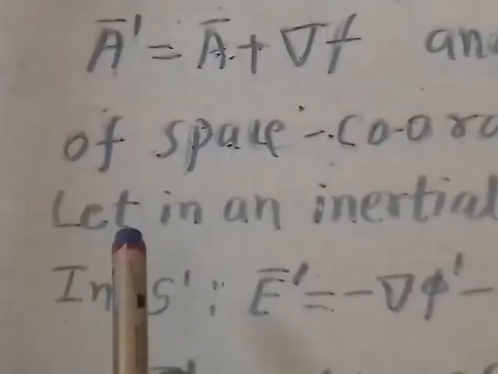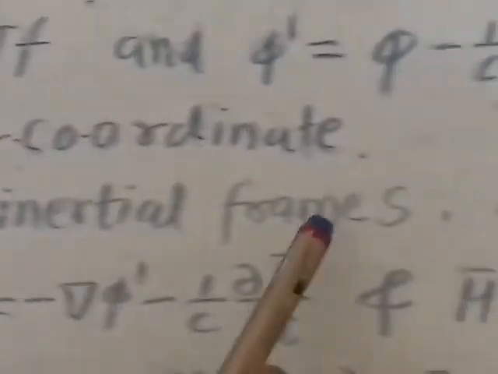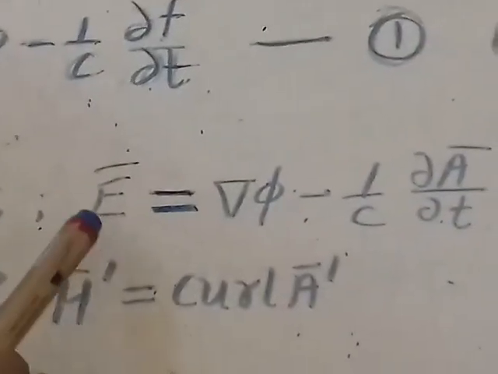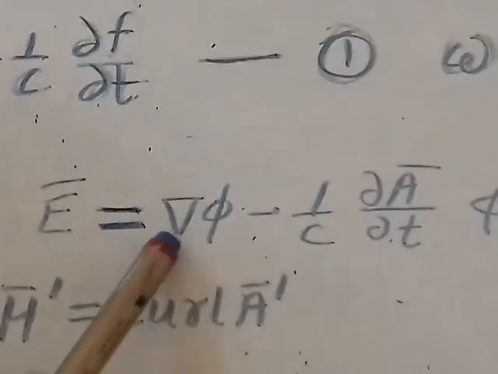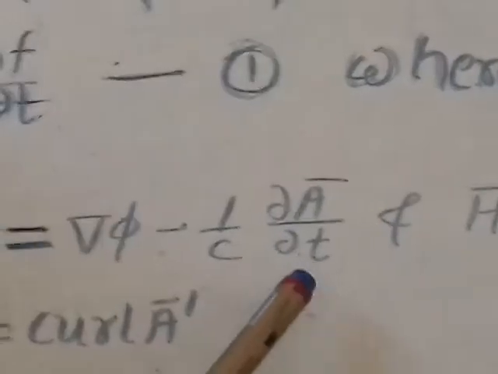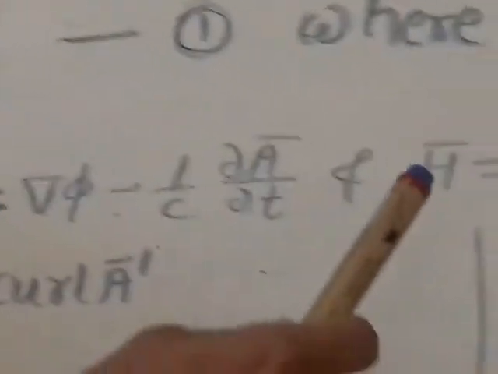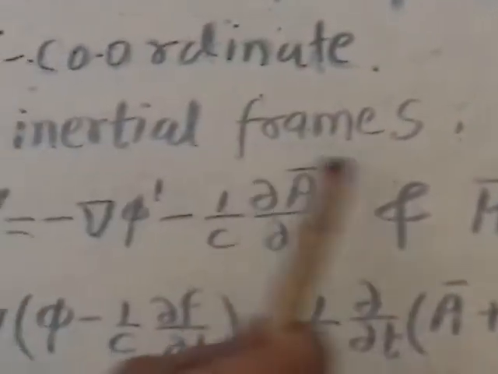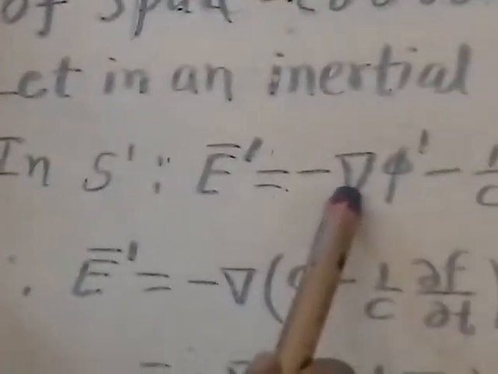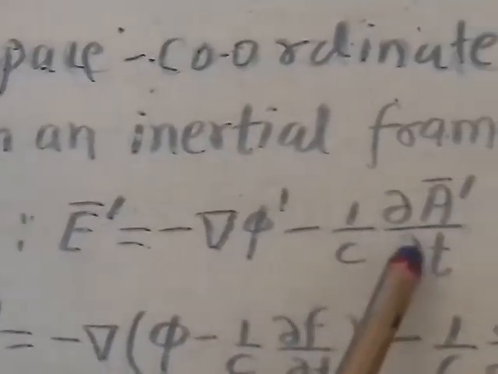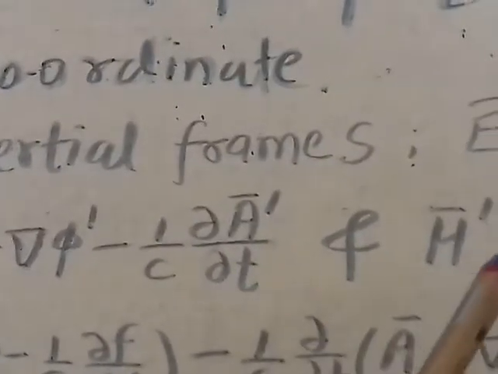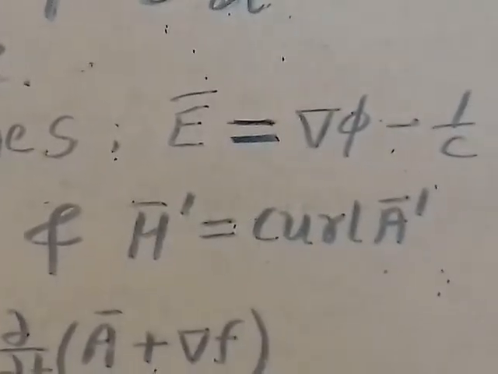Now let us consider an inertial frame. Suppose Ē is given by minus gradient of φ minus (1/c) ∂Ā/∂t, and H̄ is equal to curl of Ā. Now in an inertial frame S', the corresponding quantities are like this: Ē' is equal to minus gradient of φ' minus (1/c) ∂Ā'/∂t, and H̄' is equal to curl of Ā'.